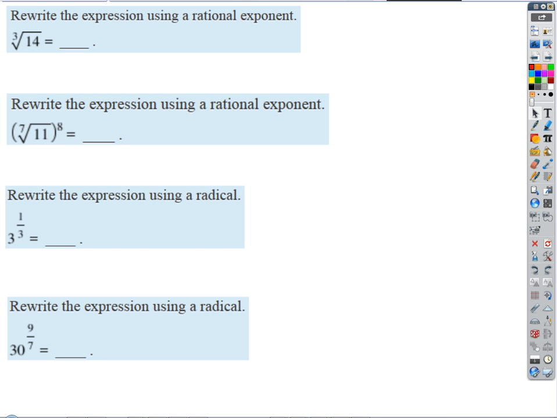Okay, so what do we do with this? Any idea? 14 to the 1/3 power. Okay, right. So when we want to rewrite this, let's make sure we understand all the vocabulary here. If we want to rewrite this using a rational exponent, what's a rational exponent? In general, a rational number is a number that can be written as a fraction, right? So we want to rewrite this using a rational number for our exponent. In other words, a fractional exponent. A rational exponent equals a fractional exponent. Okay, so do we know how to do this?